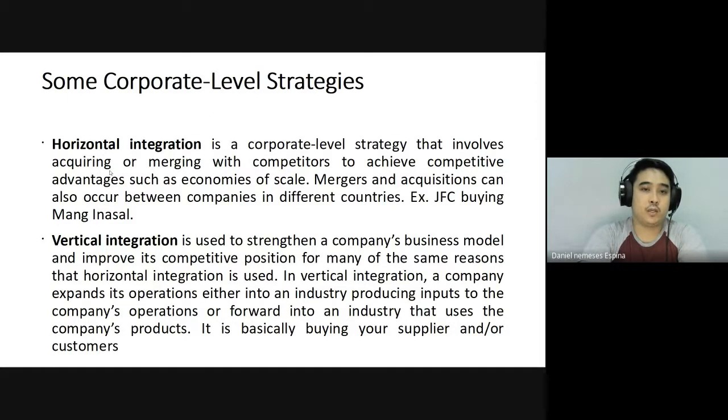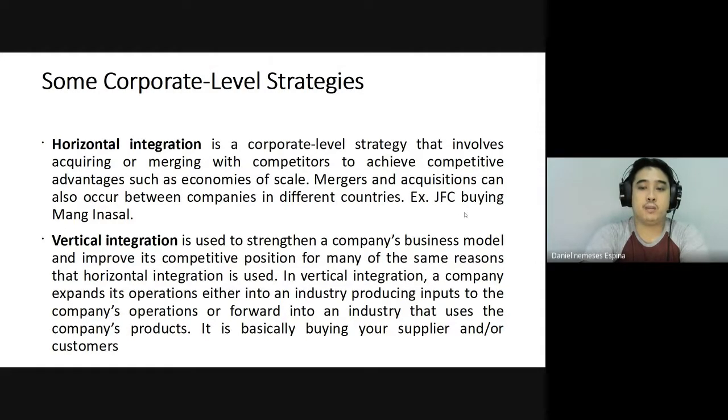So the first corporate level strategy is what we call the horizontal integration. So it is a strategy that involves acquiring or merging with competitors to achieve competitive advantages such as economies of scale. So there are a lot of companies nga makig-merge siya sa iyang mga competitors or i-acquire niya iyang competitors. So of course para to reduce the tension in the competition, mag-increase ang market share. And at the same time, so kung mas daghan siya companies under niya, mas dako ang iyang purchasing power, kumbaga bargaining power.